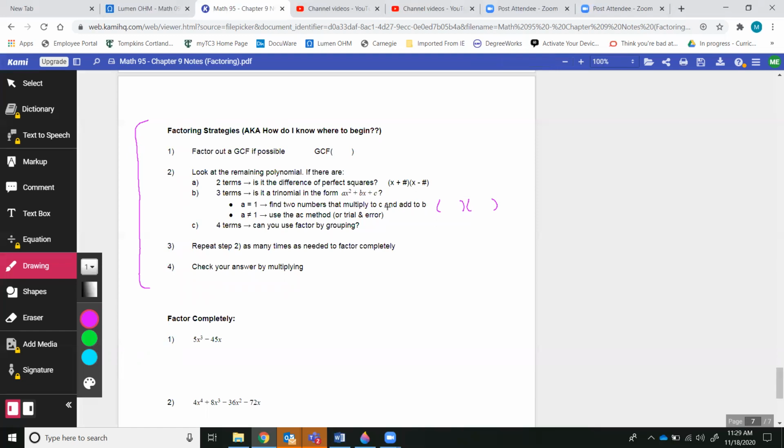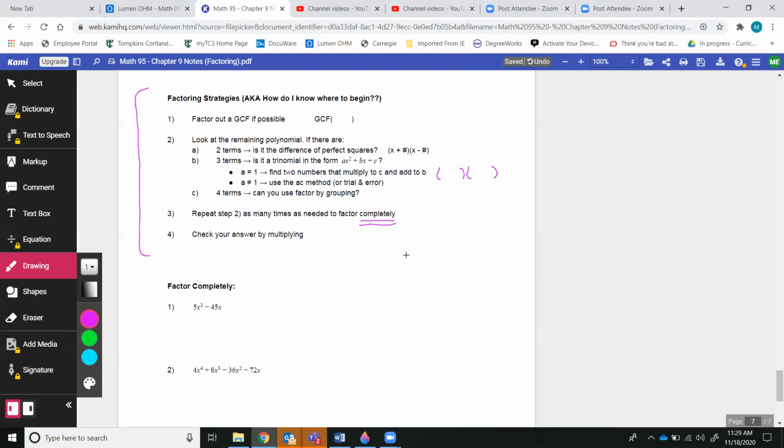Now, sometimes we factor and then we see that we can factor again. Remember the one in the last video, or maybe 2 videos ago, where it was x to the 4th minus 81. So I took difference of perfect squares. I factored, while this one was difference of perfect squares again. So you repeat this as many times as you need to factor completely. That means there's no more factoring to be done. And then finally, you always want to check your answer by multiplying.